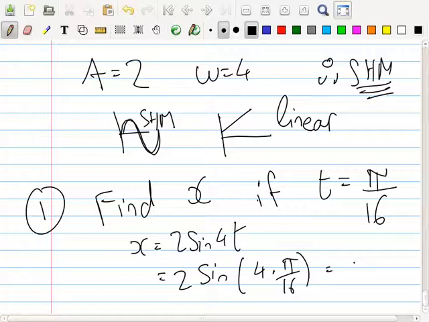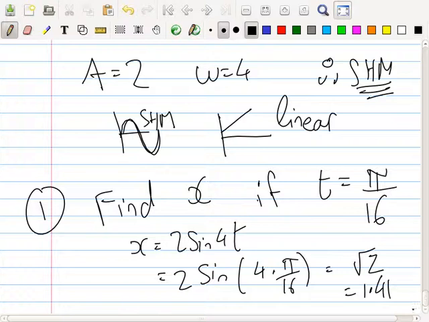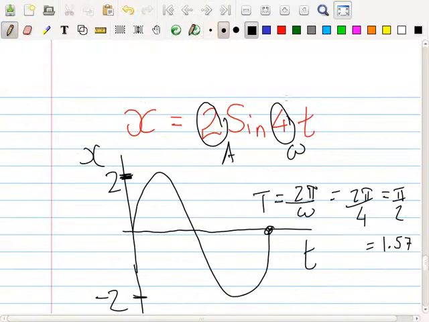1 over root 2, isn't it? 2 over root 2, root 2? 1.41? Is that right? Yeah, it's equal to sine. They give you that. They tell you that at the start. It's given.